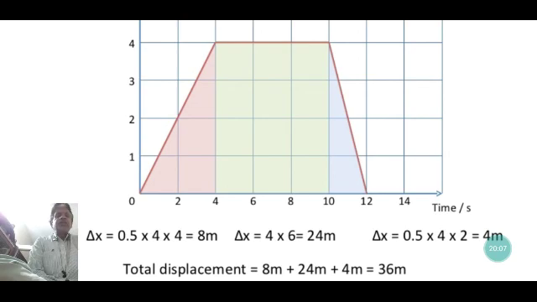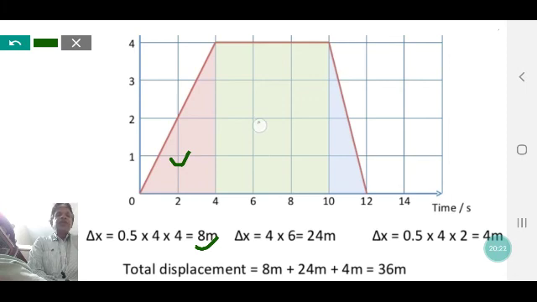The first area, 8 meter, is represented by the first triangle. The second, 24 meter, is represented by the area of the rectangle, and the 4 meter is represented by this last triangle. And if you find the sum of these areas, that gives the total displacement of the object.